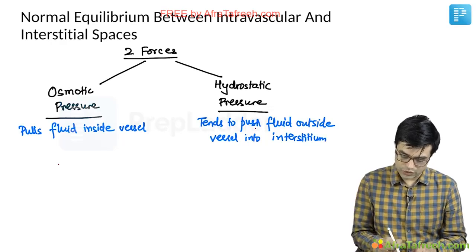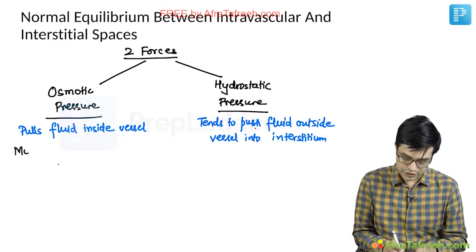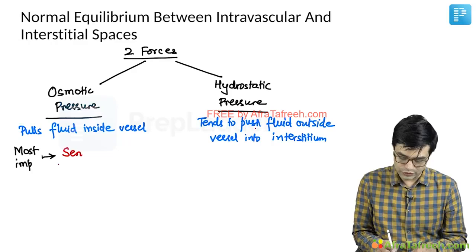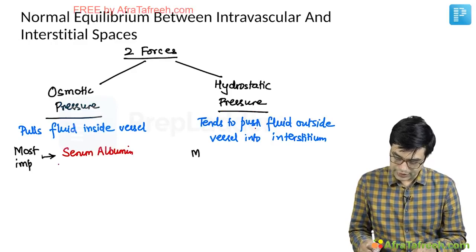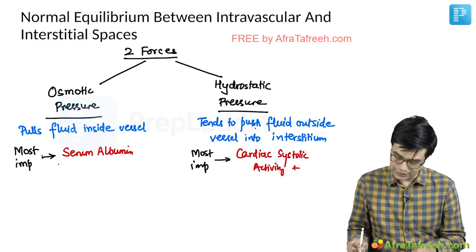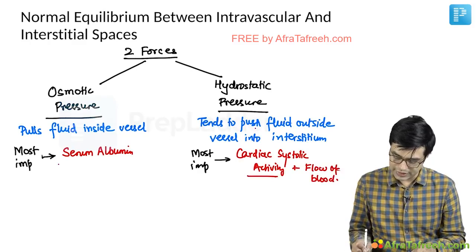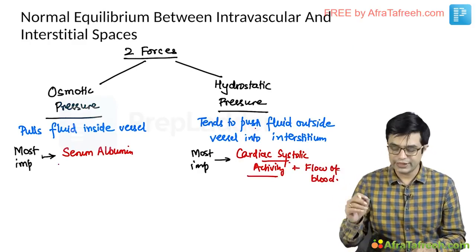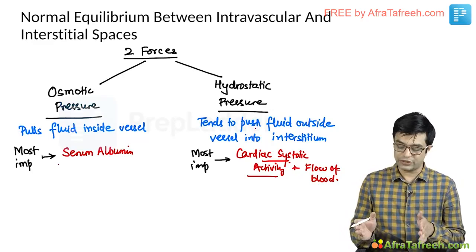Potential MCQ. What constitutes osmotic pressure? The most important component which contributes to osmotic pressure is something you already know. It is due to serum proteins, that is serum albumin. Whereas the most important thing responsible for hydrostatic pressure is the cardiac systolic activity, the flow of the blood combined along with forward flow of the blood. Combination of these two, especially the cardiac activity, the forward systolic activity, is responsible for producing the hydrostatic pressure.